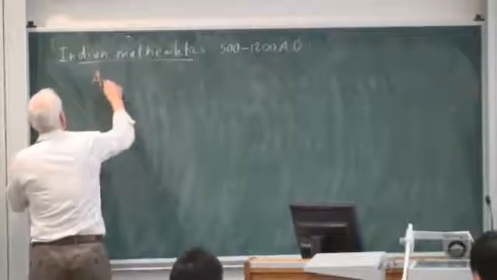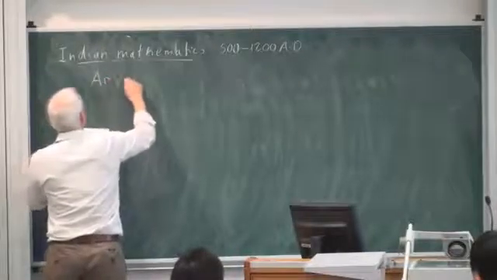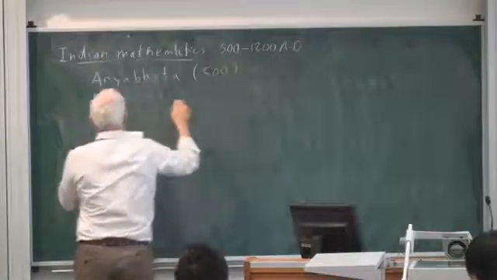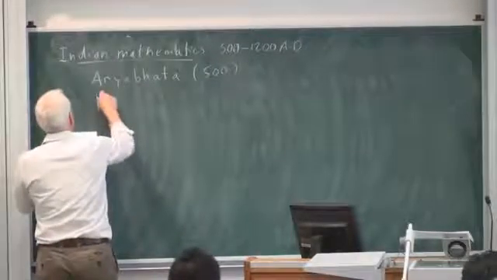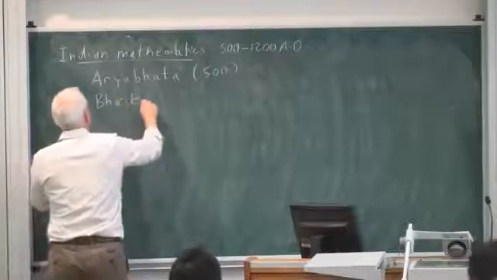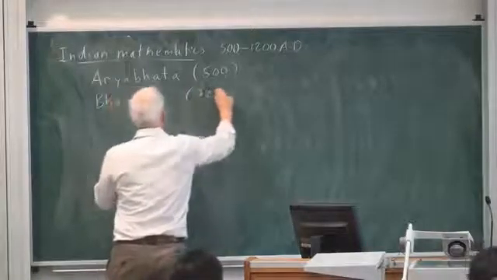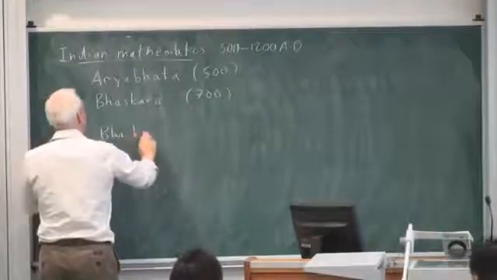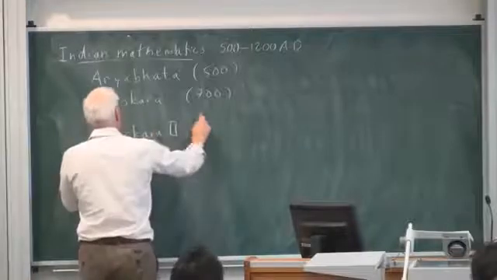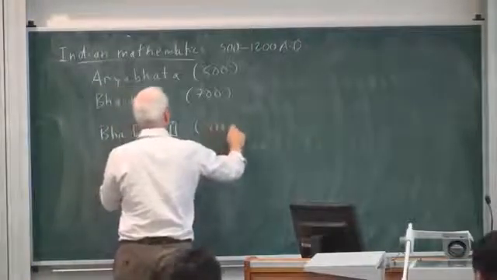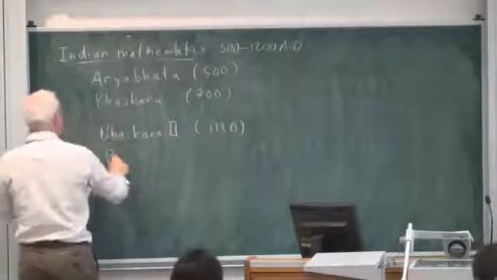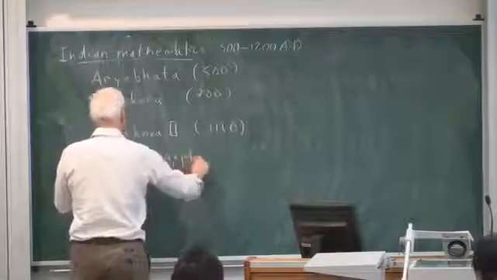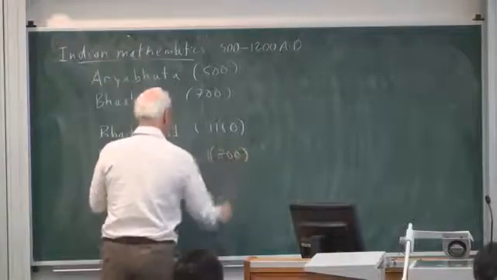There was Aryabhata, around 500. There was Bhaskara. There were actually two Bhaskaras. There was one around 700, and then there was another one, Bhaskara the second, as he is usually called, around 1100. And also Brahmagupta, also around 700.